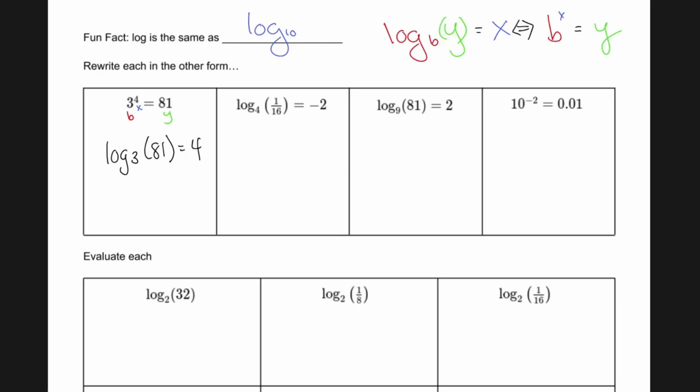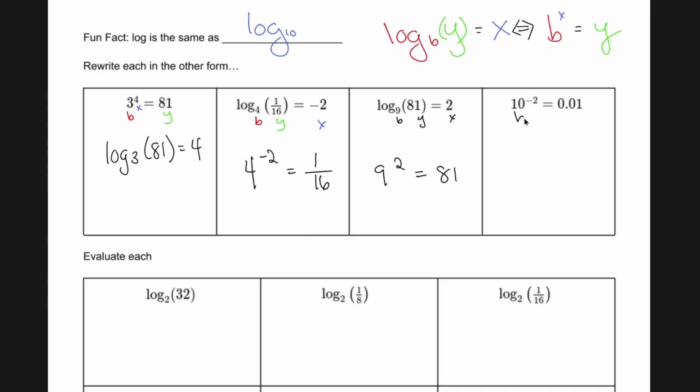Similarly here, you're going to be my b, you're going to be my y, and you're going to be my x. So I can rewrite that as 4 to the negative second power equals 1 over 16, which is true. So now without the colors, you're my b, you're my y, you're my x. 9 squared equals 81, which is true.